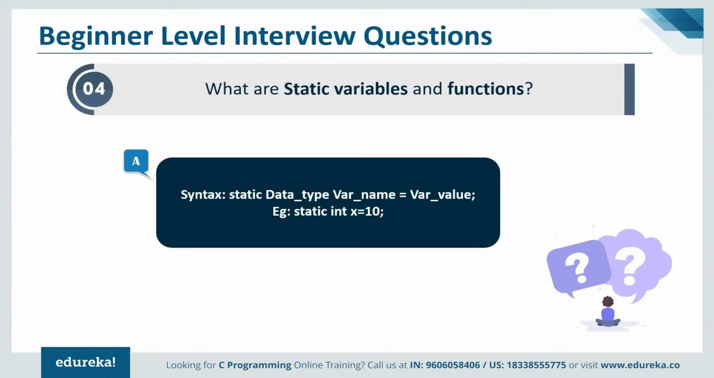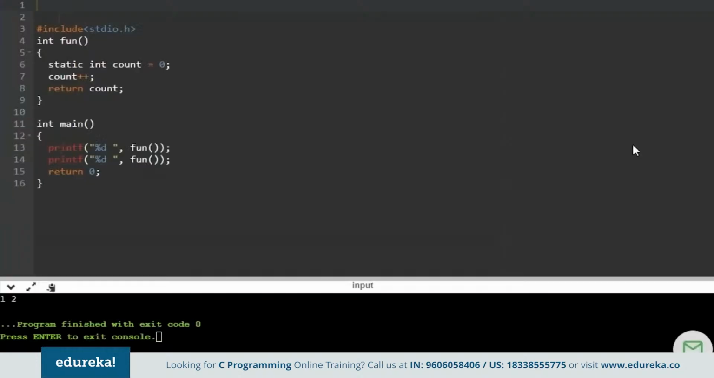Now to understand this in a much better way, let us see an example. This particular example is based on static variable. As you can see, the keyword static is being used here to declare the variable count, which is of integer data type. Now let us execute this program and see how it works. You can see the program got successfully compiled, and the count variable is being incremented, and the value of the variable is being displayed here, which is 1 and 2.